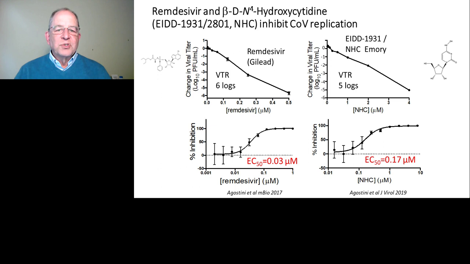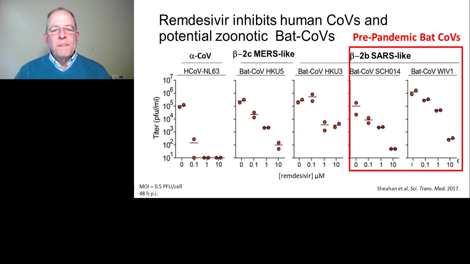The next step after showing they worked against this, and now we're just going to talk about remdesivir, is to test them against other coronaviruses. This was done by Tim Sheehan and Amy Sims in the Baric lab at UNC, where they tested this against multiple coronaviruses. NL63 is a normal human coronavirus. HKU5 is a MERS-like bat virus.